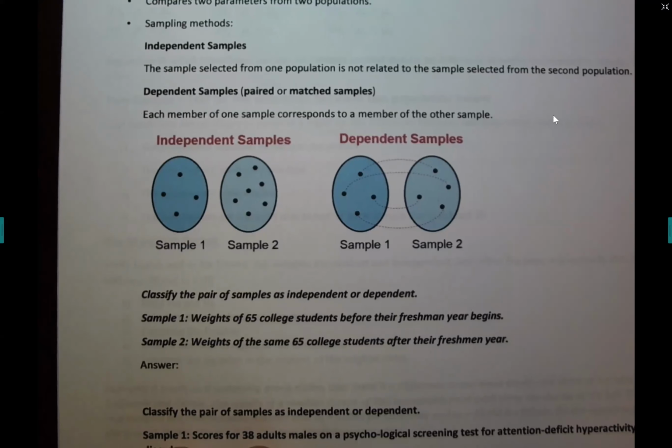What do you guys think? Are they dependent or independent based on the definitions? Read carefully. Are they related, the two samples? If yes, that means they're not independent. What do you guys think?